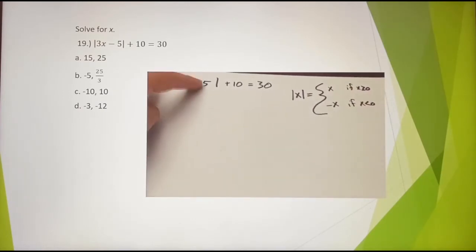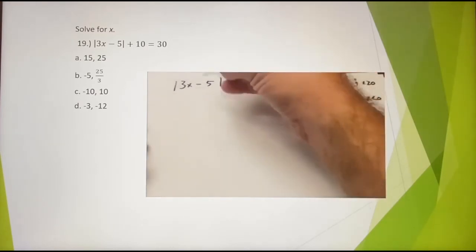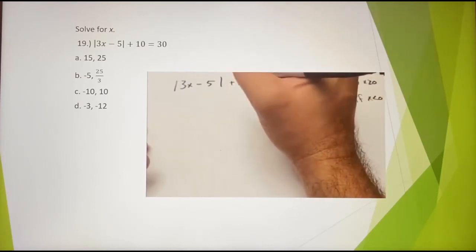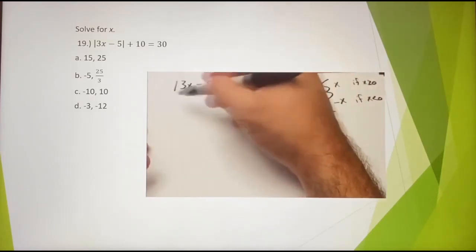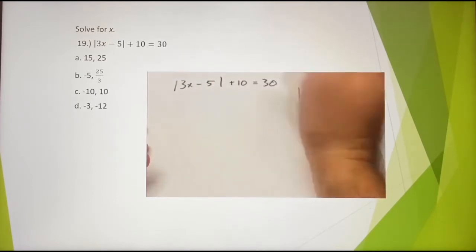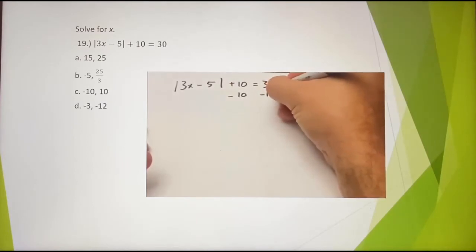So we don't know if 3x minus 5 is positive or negative, so we can't just immediately pick one of these options. We're gonna have to do both of them. So it's kind of a buy one, get one free. So the first thing we do with solving absolute value problems is isolate the absolute value thing, get it all by itself. So I need to get rid of this 10. So I'm just going to subtract it over to the other side.